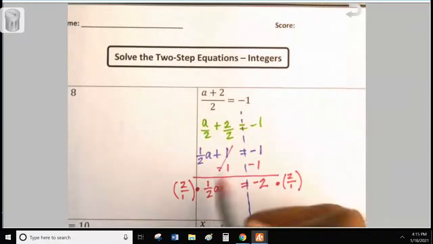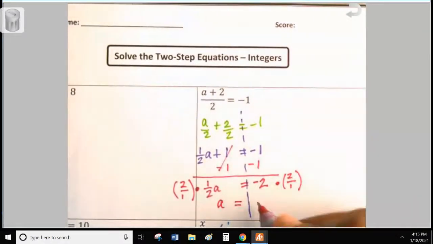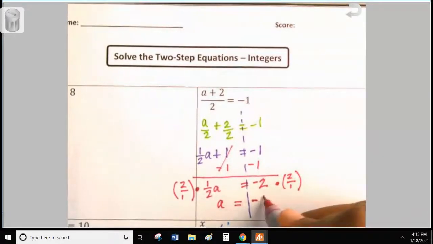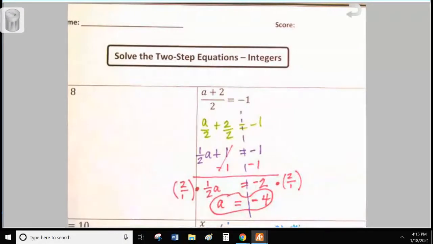Okay, and then I'm going to be left with a here, and a negative and a positive is a negative, and 2 times 2 is 4. So a equals negative 4. Look how scary that looked, and yet how simple it turned out. Just use all the skills that I've taught you. Everything that you've been taught, just use them to simplify things, to make them easier and simpler looking in life.